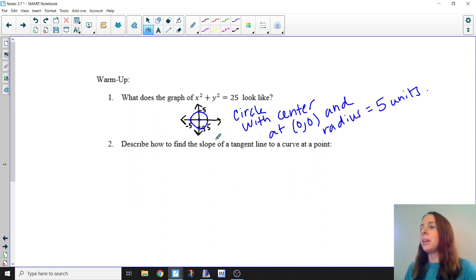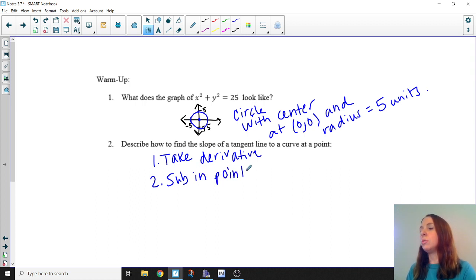We'll see. Describe how to find the slope of a tangent line to a curve at a point. Okay, so we know how to do that at this point, right? Let's review. How do you find the slope of a tangent line to a curve at a point? Step 1, you take the derivative. Find the derivative, whatever you want to say. And step 2, you sub in the point, the x coordinate or whatever is given to you, into the derivative to calculate the slope.